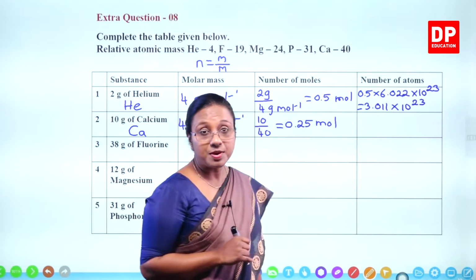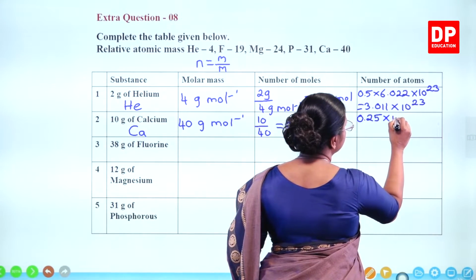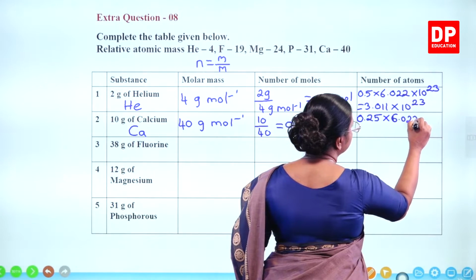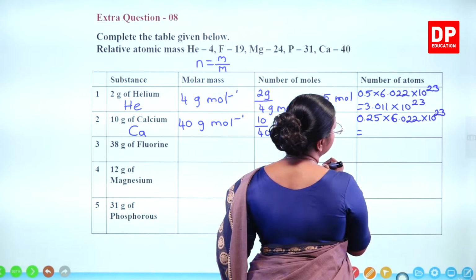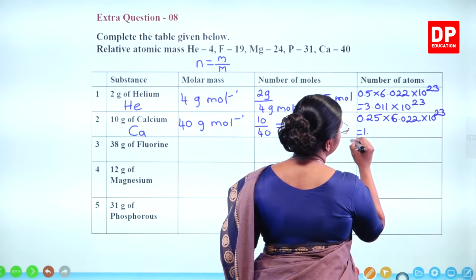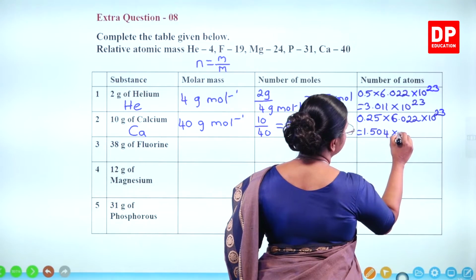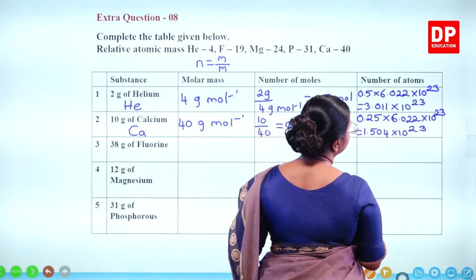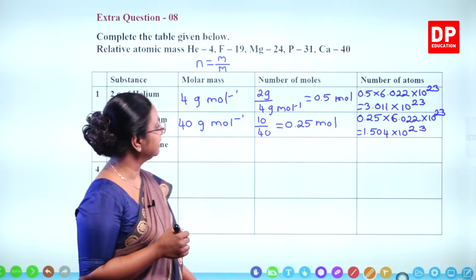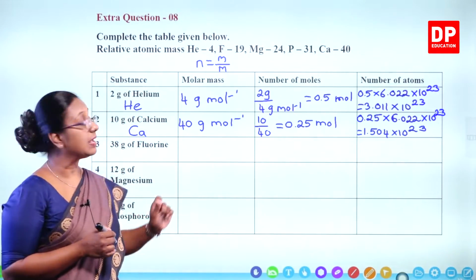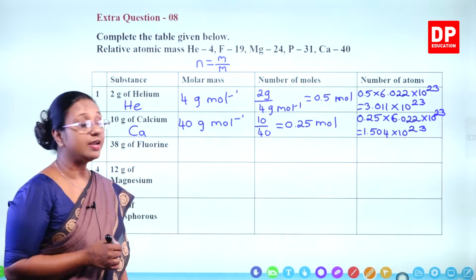So then what is the number of atoms? 0.25 into 6.022 into 10 to the power of 23. So that is equal to 1.504 into 10 to the power of 23. So 1.5 into 10 to the power of 23 is the number of calcium atoms present in 10 grams of calcium, that is equal to 0.25 moles.